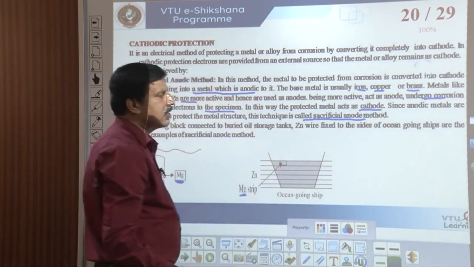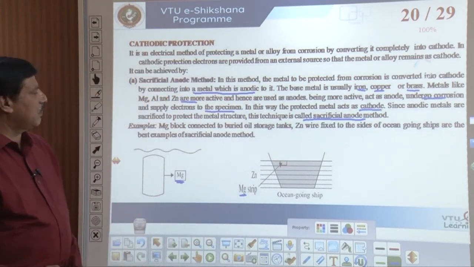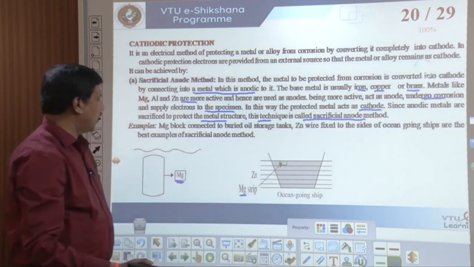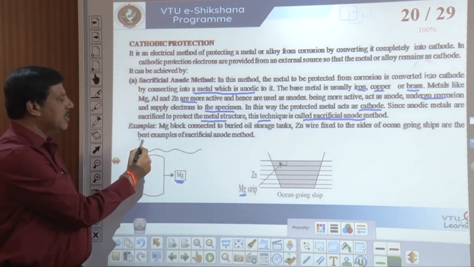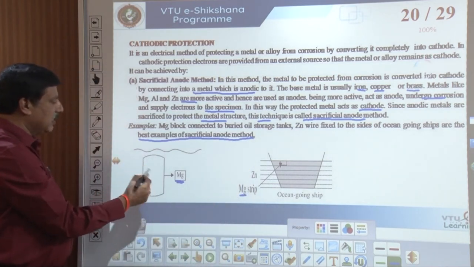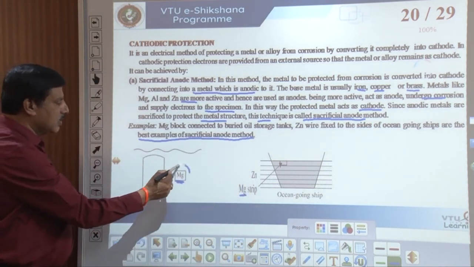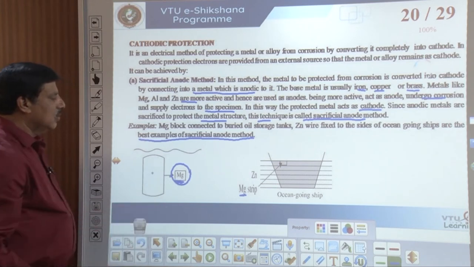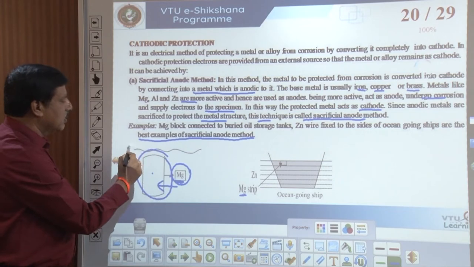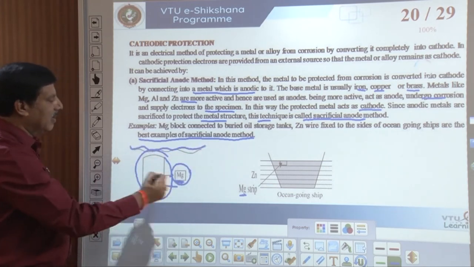Acts as a cathode. Since anodic metals are sacrificed to protect the metal structure, this technique is called the sacrificial anode method. For example, one of the best examples is this object connected to this one. So, this acts as an anode, this acts as a cathode. Electrons flow from this one, and this is going to be protected. This is below the ground level, buried.